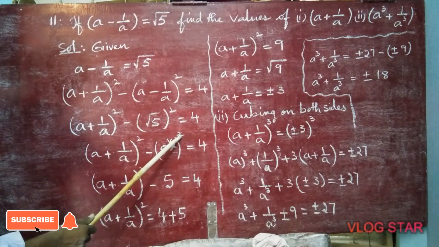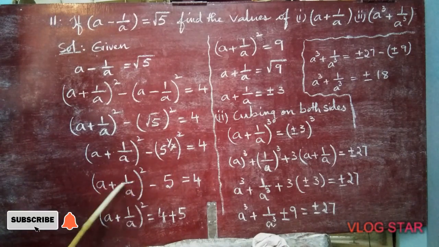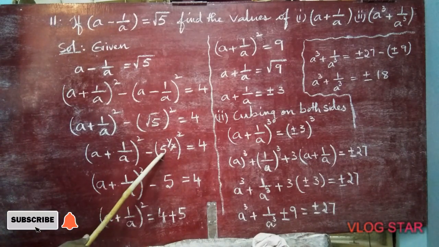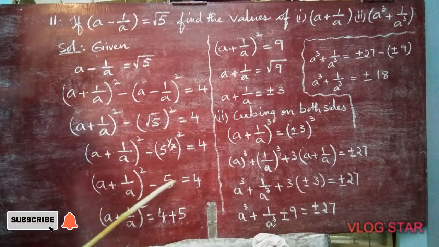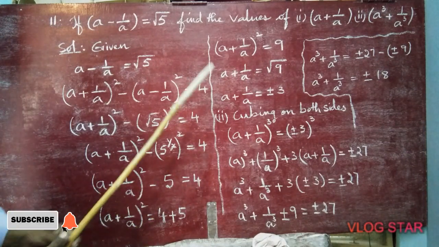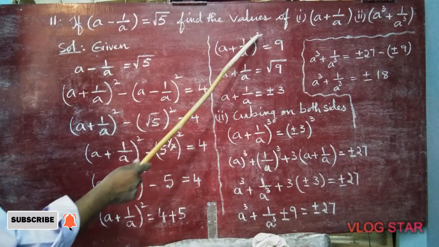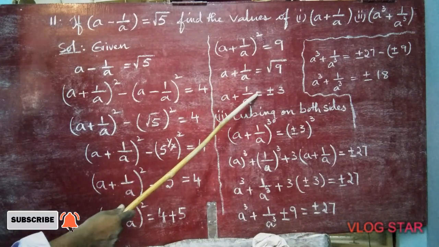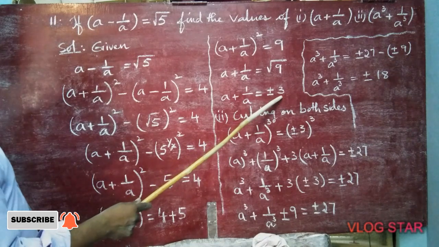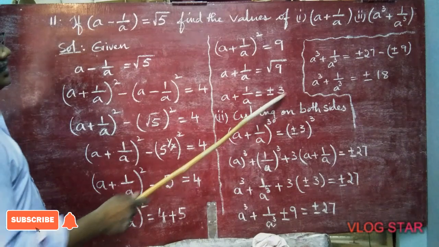Now, here numerator 2 and denominator 2 both get cancelled. (a plus 1 by a) whole square minus 5 only. 5 to the power of 1 means 5. (a plus 1 by a) whole square is equal to minus 5 going from left side to right side plus 5. (a plus 1 by a) whole square is equal to 9. Now you are taking square root from left to right. a plus 1 by a is equal to plus or minus 3. 3 3s are 9. Now first bit we got the answer.